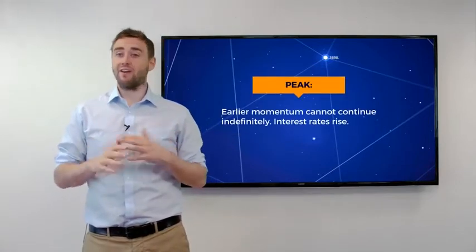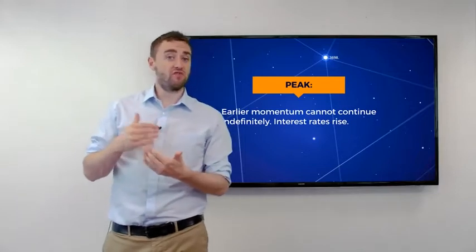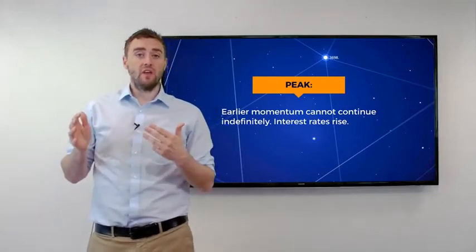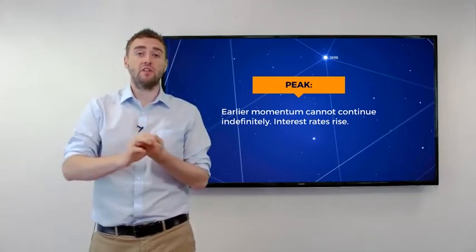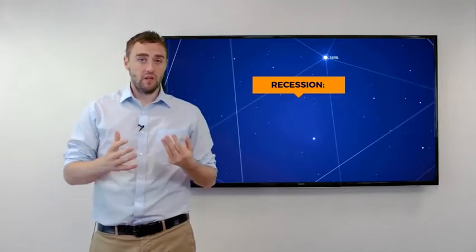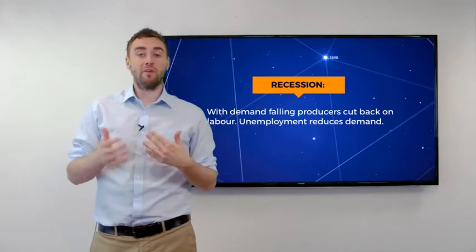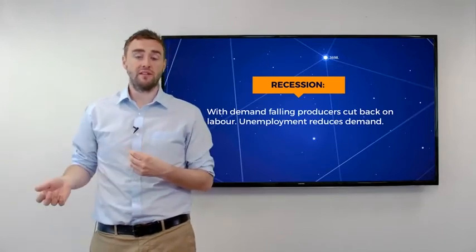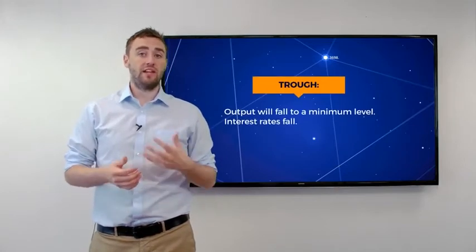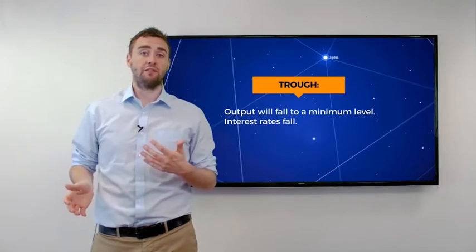Earlier momentum cannot continue indefinitely. Interest rates then need to rise. The third stage of the cycle is recession. Now, with demand falling, producers cut back on labour. Unemployment then works to reduce demand. And the final phase in a cycle is the trough. Output will fall to a minimum level, interest rates will then be cut and fall.